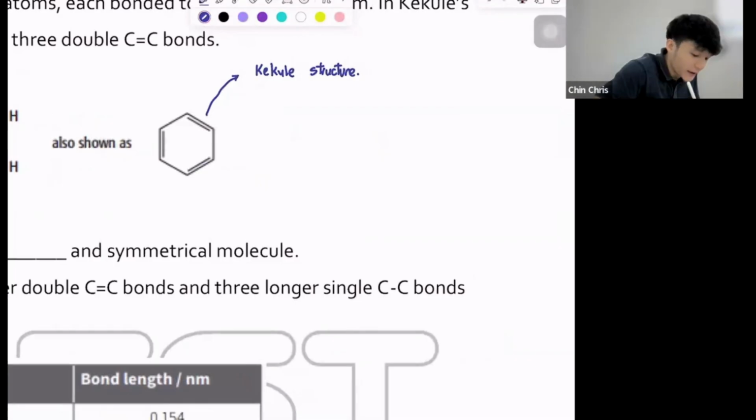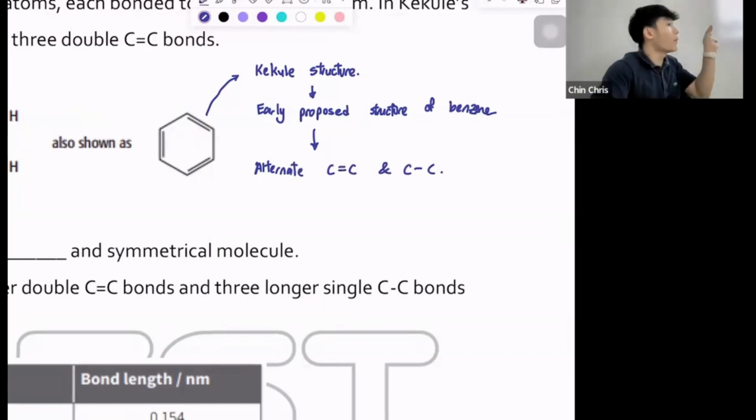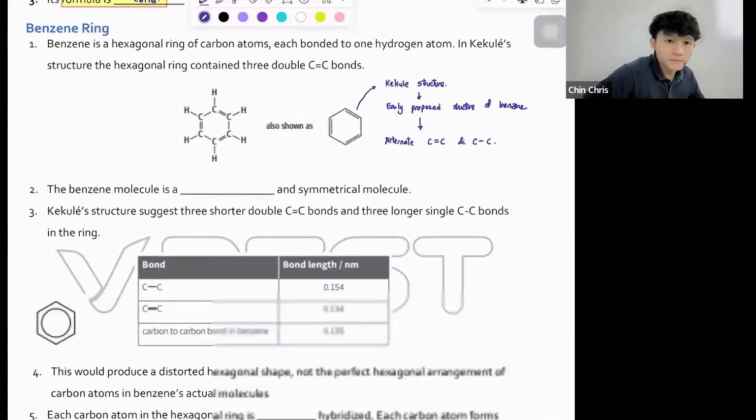So what is this Kekule structure? It's basically an early proposed structure for benzene, which is not quite right. It states that C double bond C and single bond C are always alternating. So you have double bond, single bond, double bond, single bond, double bond, single bond. This is what is meant by a Kekule structure. But right now we do not draw benzene this way. In some exam questions you might still see this, but in actual fact we do not draw it this way. We have another way of drawing benzene now. So you can draw this out.